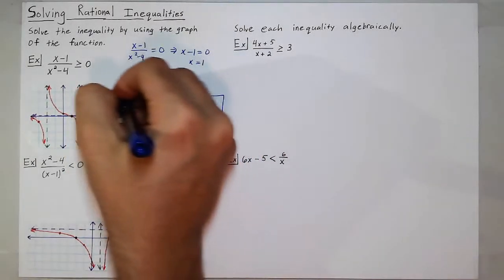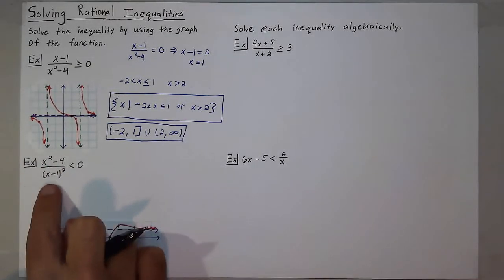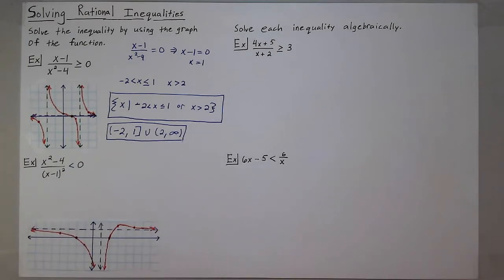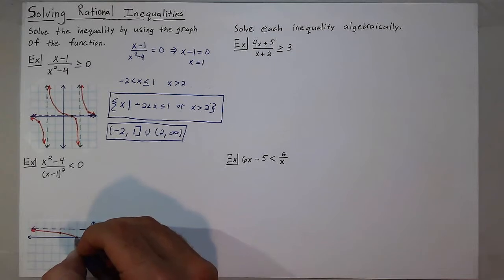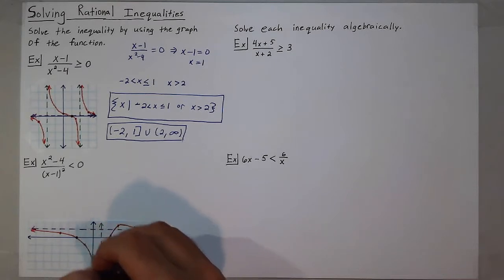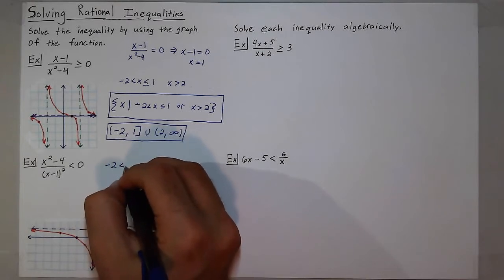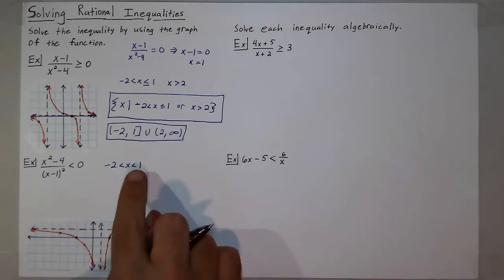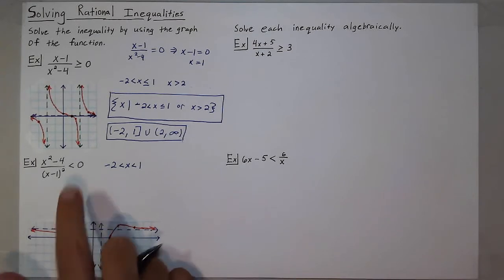Now let's look at the next example. I'm looking for where is x squared minus 4 over x minus 1 squared less than 0. So when it's below the x-axis, but not including 0, that happens between -2 and 1. So -2 is less than x, which is less than 1. And I don't include 1 because that's a vertical asymptote, it's undefined there. And I definitely don't include -2 since it can't equal 0.